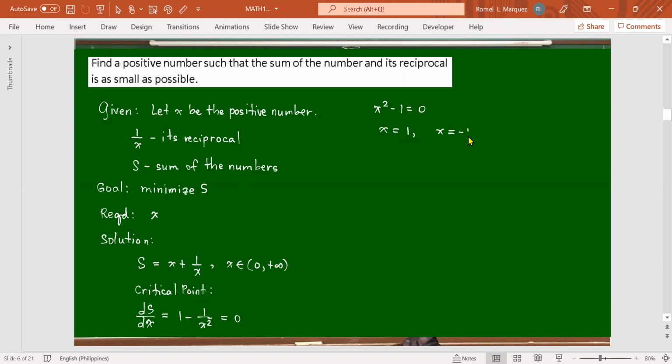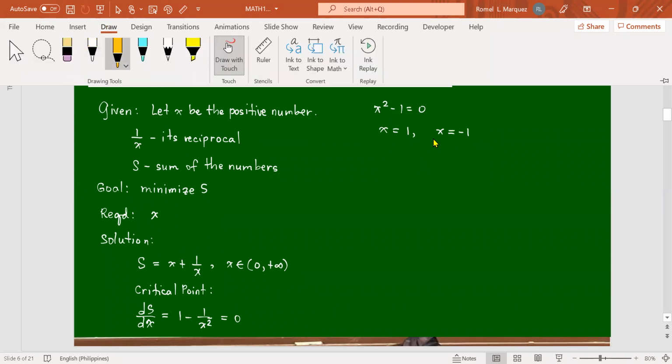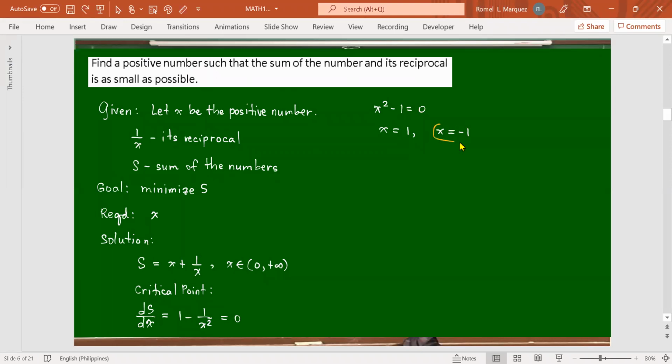Of course, we reject negative 1 because it's not positive. Candidate is X equals 1. Is this the absolute value? Will this X value give the global minimum value for S, meaning the absolute minimum value for S? Let's check. You have to get the limit because this is not an endpoint.